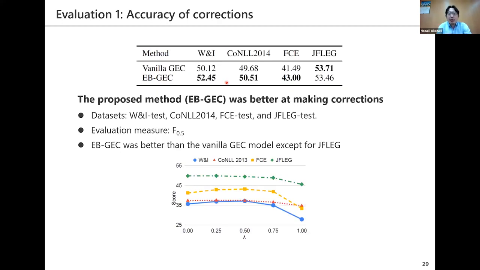We could also observe the performance improvement of the grammatical error correction, except for the JFLEG dataset. This result is consistent with those reported in machine translation research. And this graph shows the performance when we change the value of lambda, the coefficient for the interpolation between the translation and neighbor models. Lambda 1 means that we don't use the MT model at all, but we only use the nearest neighbor model. And values around 0.25 or 0.5 obtain good scores.